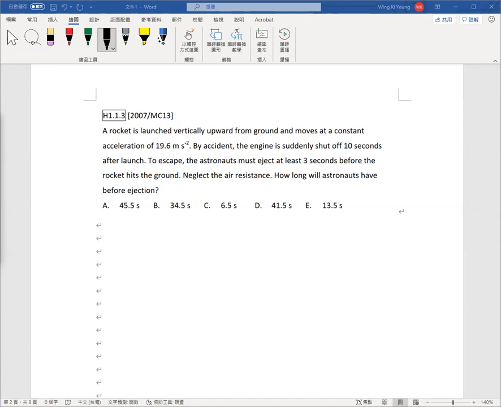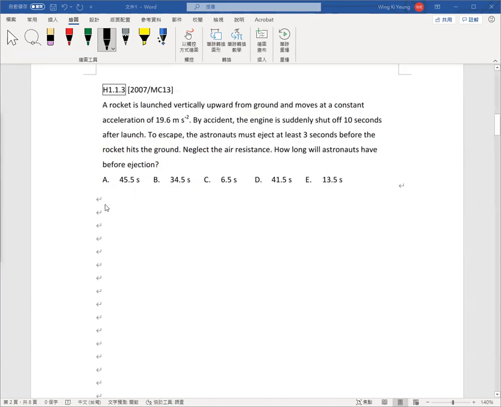Okay, so let's continue. It's always better for you to draw a diagram when you are doing the question. So the rocket is launched vertically upward. I think the answer is B for ball. And then the acceleration is 19.6. Actually, this 19.6 has some special meaning. It just means a equals g, the acceleration equals 2g. And then by accident, the engine is suddenly shut off 10 seconds after launch.